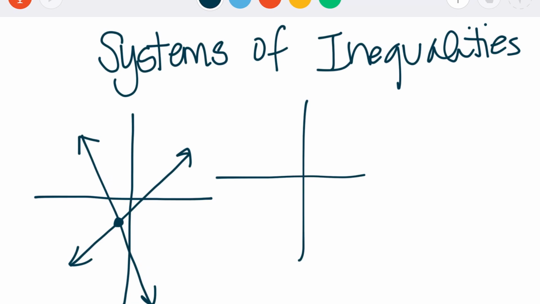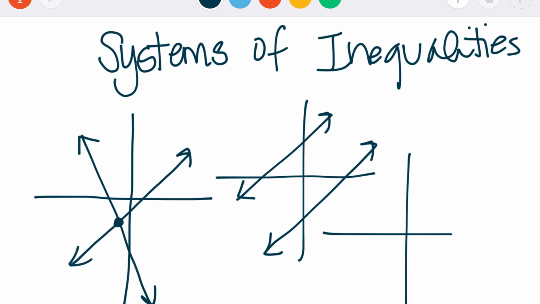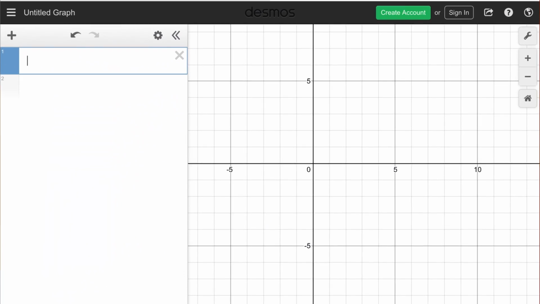We also had no solutions. That means there was no x and no y that would work for both of them. Or we had infinite solutions where the lines were right on top of each other and every x and every y would be part of the solution set. When we talk about systems of inequalities, it's a little bit more interesting because we have that shading on the graph to worry about. Let me go over to Desmos and show you what I mean because it'll be easier there.